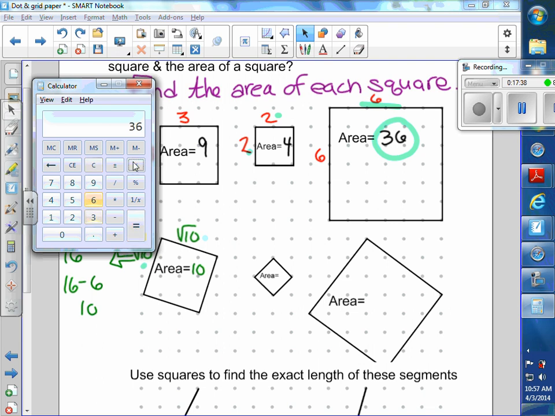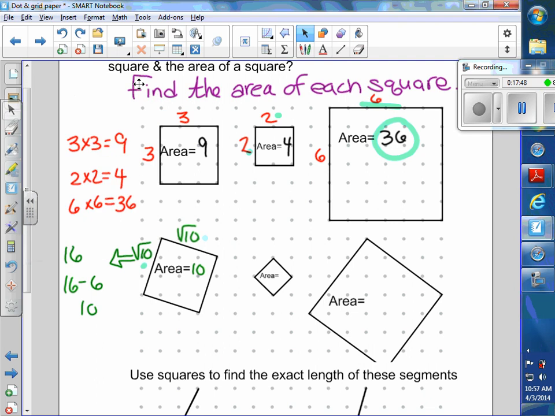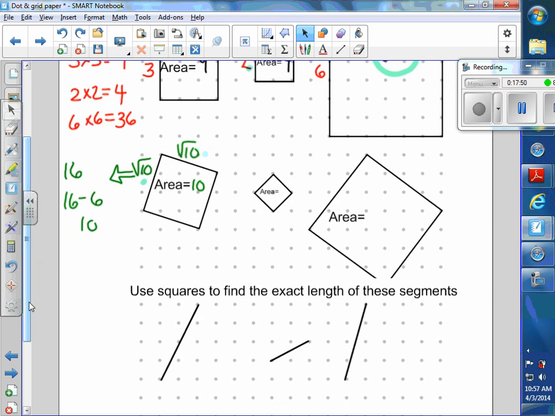The square root of 36 times the square root of 36 is 36. So what you guys have to see is that when you see the square root of a number times the same number, you only get the inside. Does that make sense?